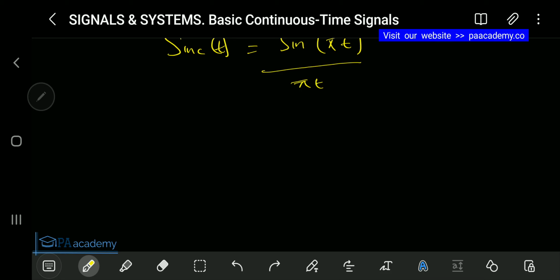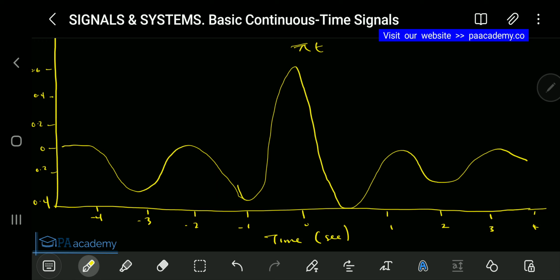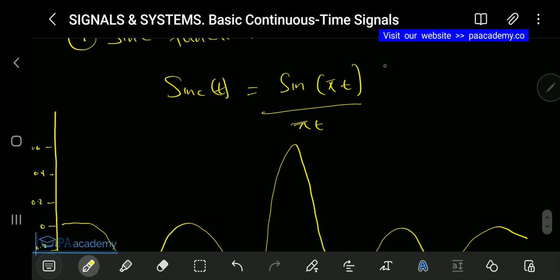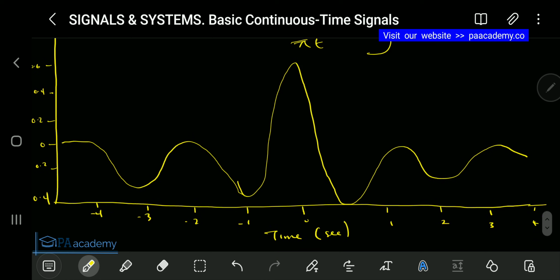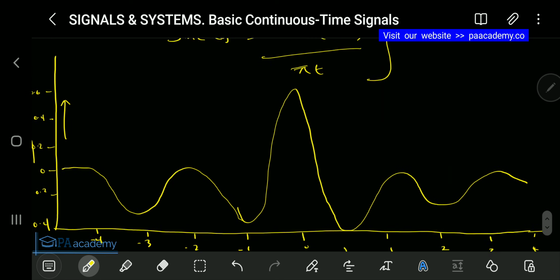So for Sinc function, okay, let me just pause it and draw it real quick. All right, so this is the mathematical expression, and this is what the diagram will actually look like. So this is our time axis in seconds, and right here is the amplitude. Okay, let me just put it here. So here is the amplitude. Exactly. So this is what the Sinc function actually looks like.